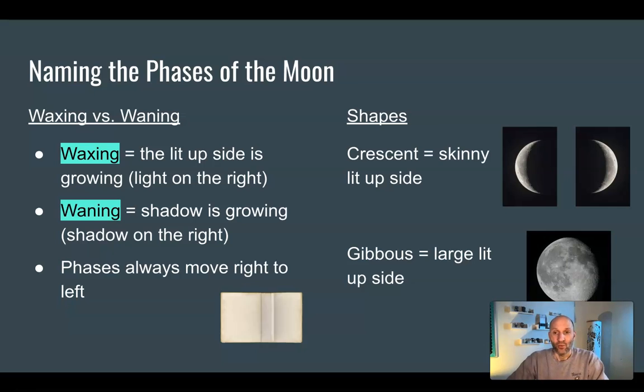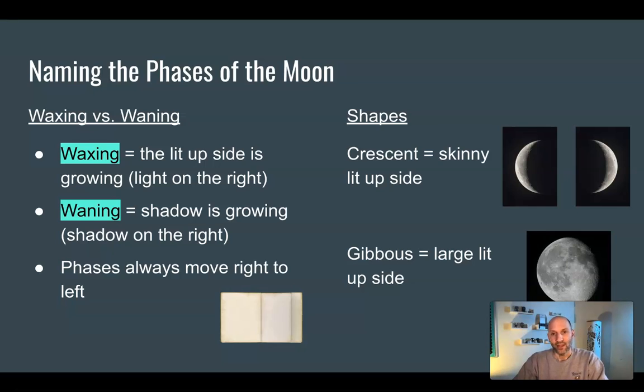Now, if you're confused as to why the moon phases have these names, it really comes down to two parts. The first is to know a waxing moon versus a waning moon. In a waxing moon, the lit up side is growing. The light is on the right. In a waning moon, the shadow is growing, and the shadow is on the right. Remember, phases kind of work like pages in a book. They always go from the right to the left. So we have waxing and waning.